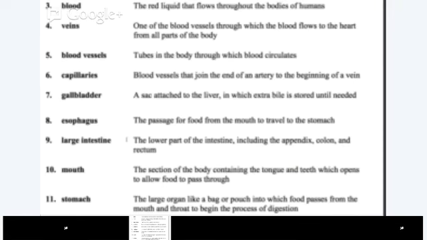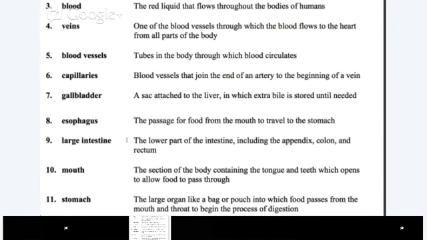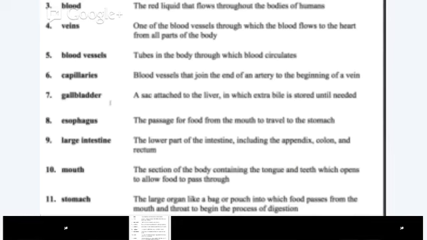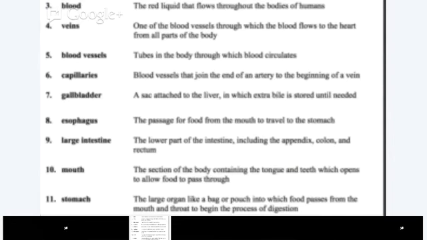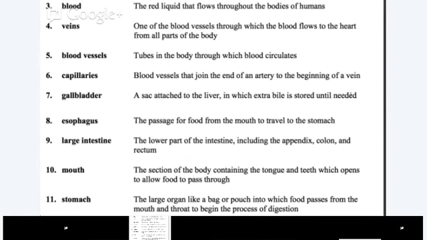Gallbladder. It's gallbladder. Yes, that's it. I know it's written as Gall, but think of it as gall. Gallbladder. Perfect. Gallbladder, a sac attached to the liver, in which extra bile is stored until needed. Can you say that again? Extra bile is stored until needed.